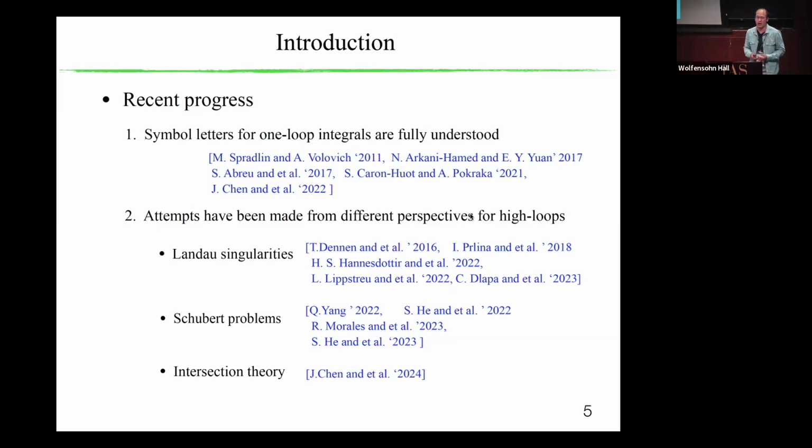The Schubert problem is another promising method. It tries to solve the Schubert problems, and the letters can be rewritten as cross-ratios of these solutions. With this method, we can bootstrap the irrational letters and the rational letters. And another attempt to understand the letters uses intersection theory, to study the d-log form of the integrand and get the letters.